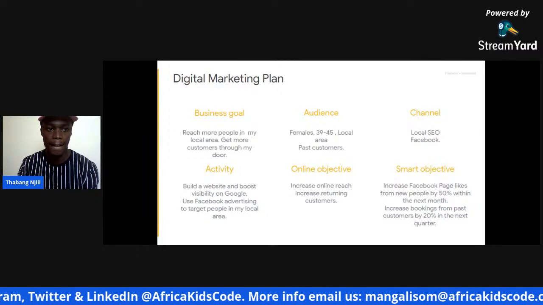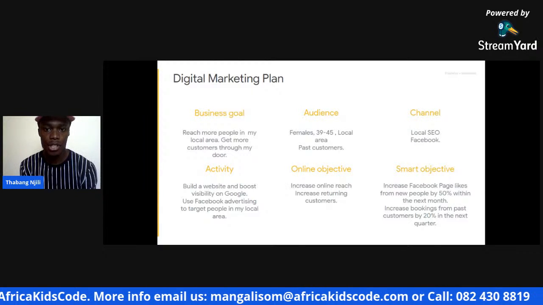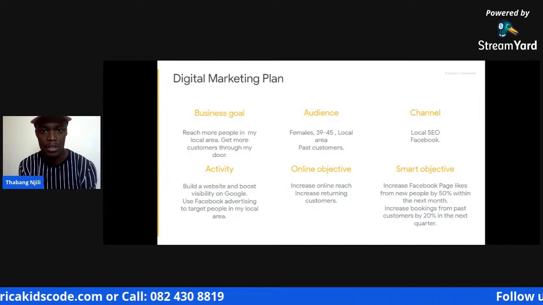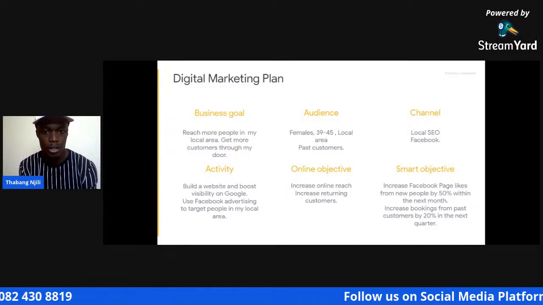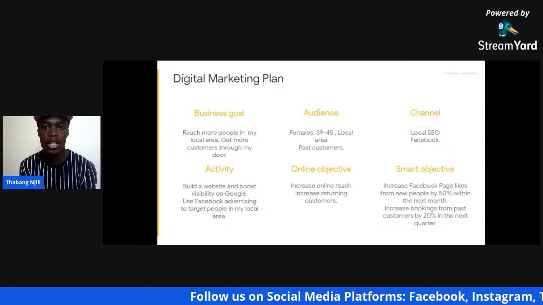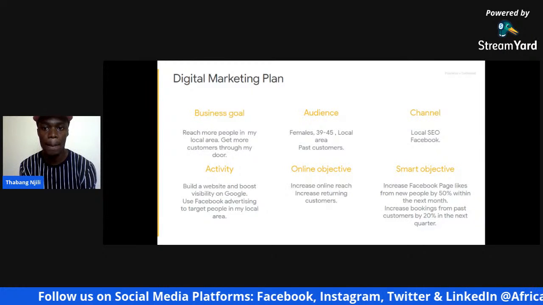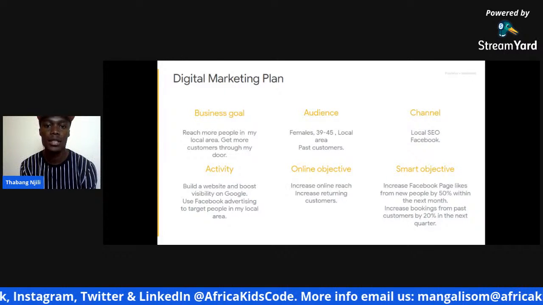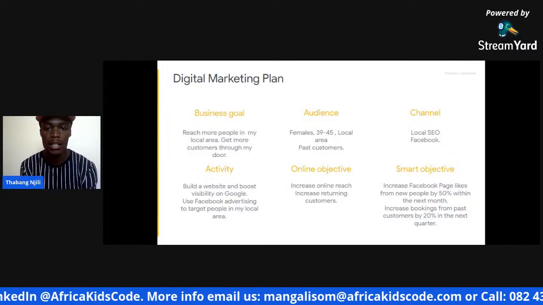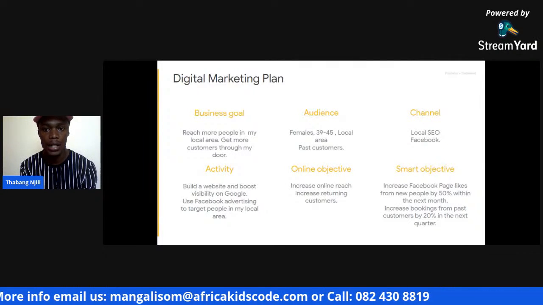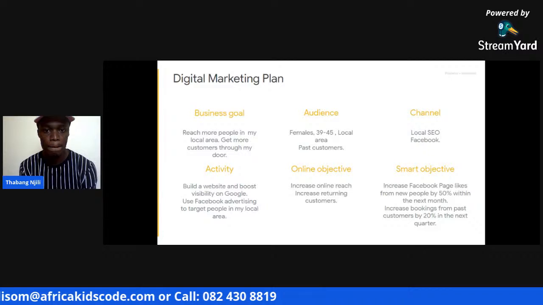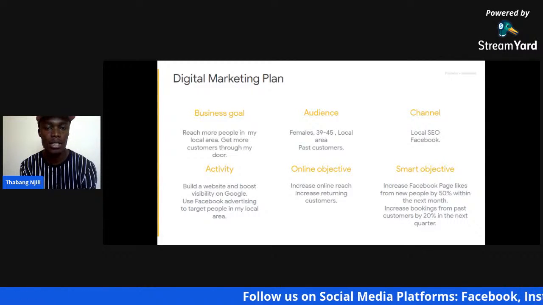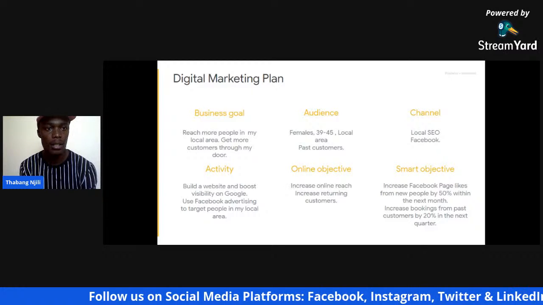Digital marketing plan. Run through the digital marketing plan for Max. Business goal: reach more people in his local area and get more customers through his job. His target audience: females between the ages of 39 and 45 in the local area. The channel he wishes to use is local search engine optimization or Facebook.